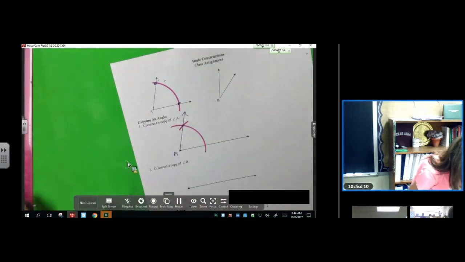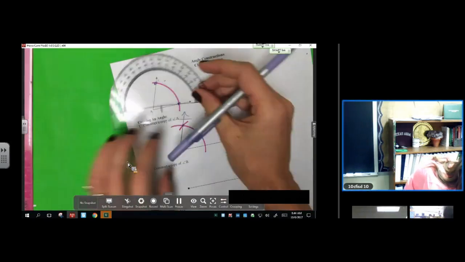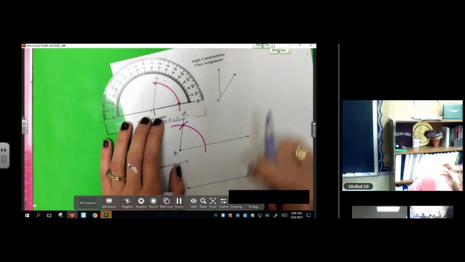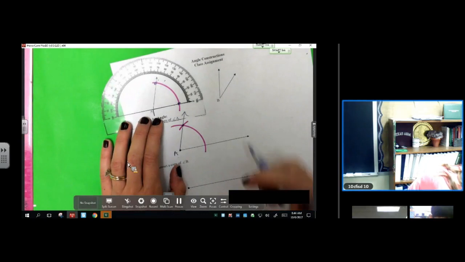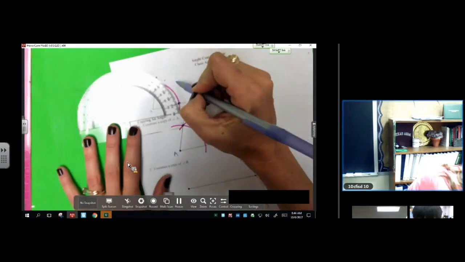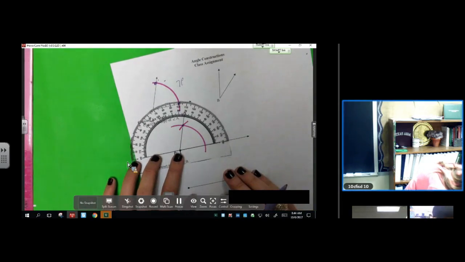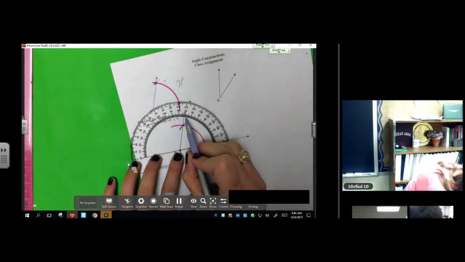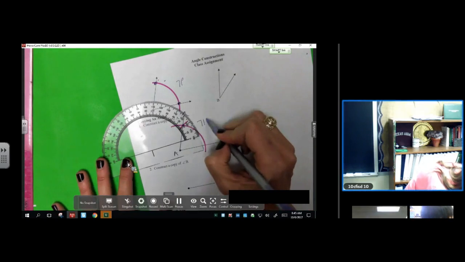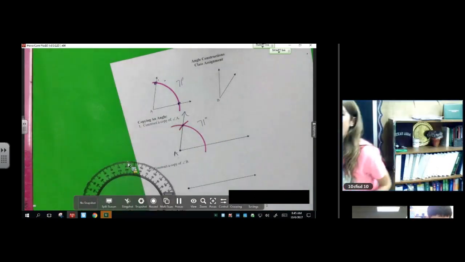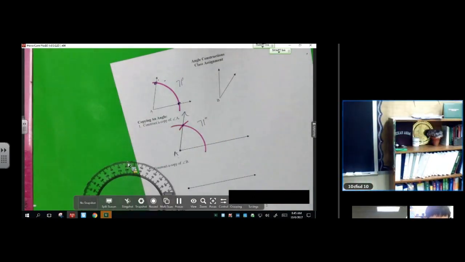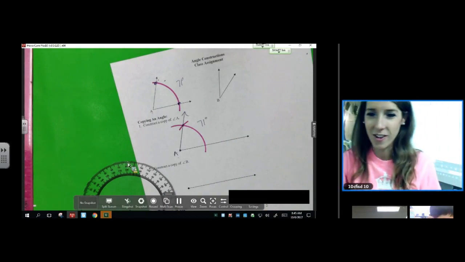How do I know that I did it correctly? I can measure with my protractor. So when I measure, I get that this is about a 71-ish degree angle. And I come down here, oh my goodness, look at that. Can you see that? 71-ish degree angle. Okay, you go ahead and try to copy an angle.